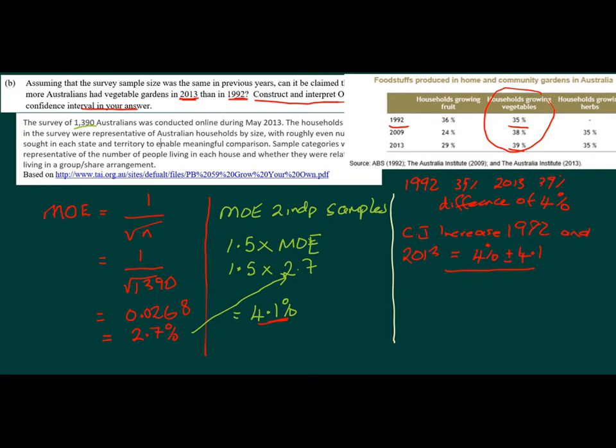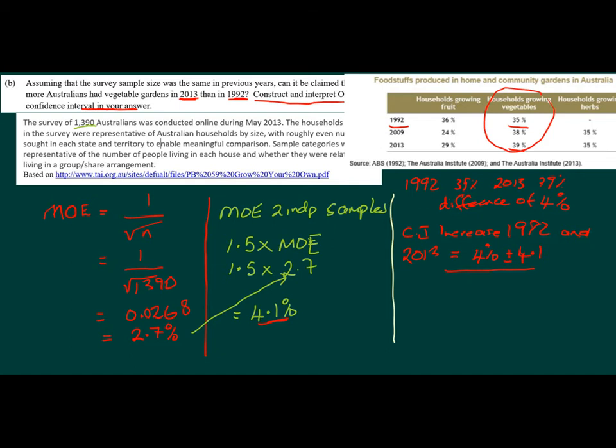So we use this number here, and if we add or subtract 4.1 to 4%, if that range was fully above 0, or if it was fully below 0, then we're pretty confident that there's a real difference between the 2 years. However, if the interval includes 0, we know that there's not much difference between the 2 years at all.